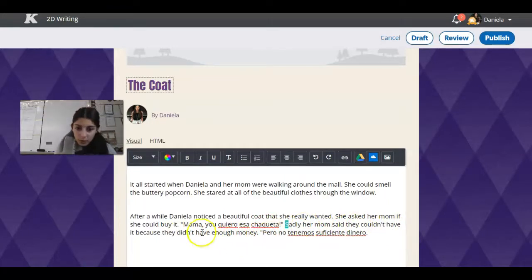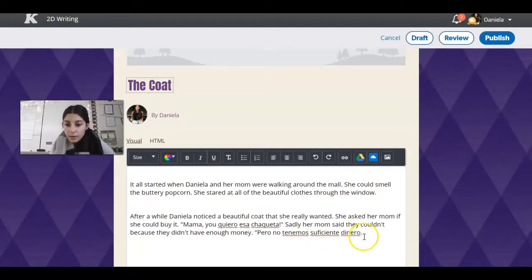Oops, I wrote it wrong. This is why we have to read it. I just said they couldn't because. Sadly, her mom said they couldn't because they didn't have enough money. And then I have my period at the end. Then again, I start someone talking and I have my quotation mark. Pero no tenemos suficiente dinero. And then I have my period. But I did forget something. This is the end of the talking, so I have to remember my quotation mark at the end.